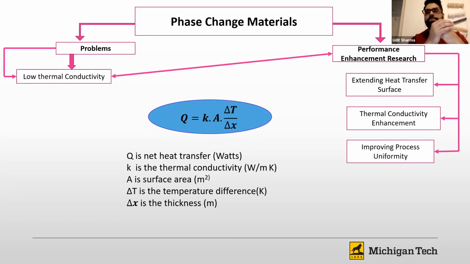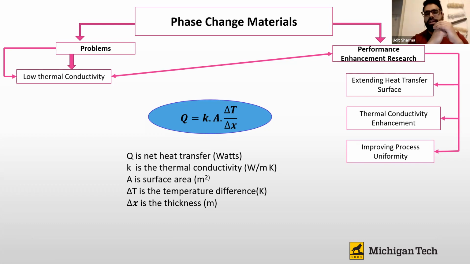The first performance enhancement technique is increasing the heat transfer surface. Looking at this equation, if we increase the surface area, then the heat transfer rate will increase. How can you do that? By using fins, by using geometrical constraints, and by using extended surfaces.